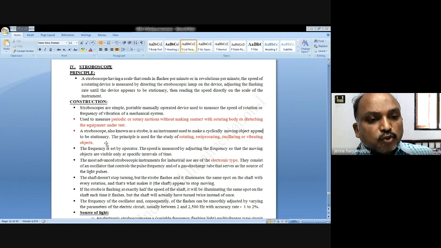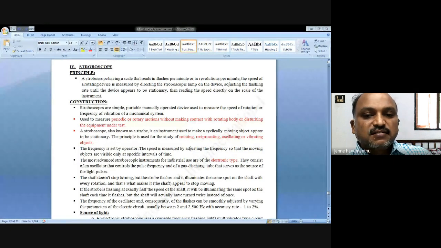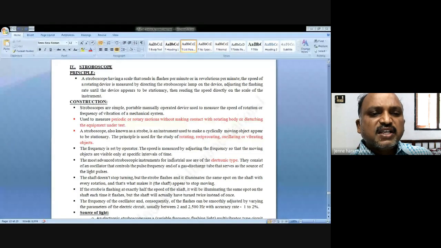And a stroboscope is also known as a strobe. A strobe is an instrument used to make a cyclically moving object appear to be stationary. The principle is used for the study of rotating, reciprocating, oscillating, or vibrating objects. So this is the importance of this instrument.